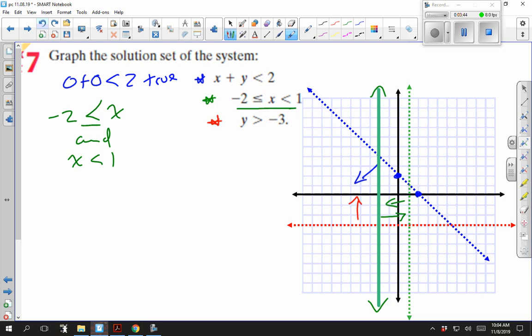Now, this is where it gets complicated. So I've got a bunch of different directions. I have to shade everything below the blue line here, to the right of this dotted line, above this green line and red line, and to the right of this line. When I put all that together, I get a region that is enclosed by those lines.